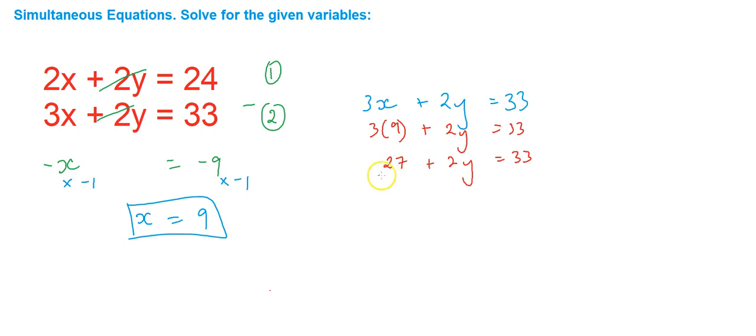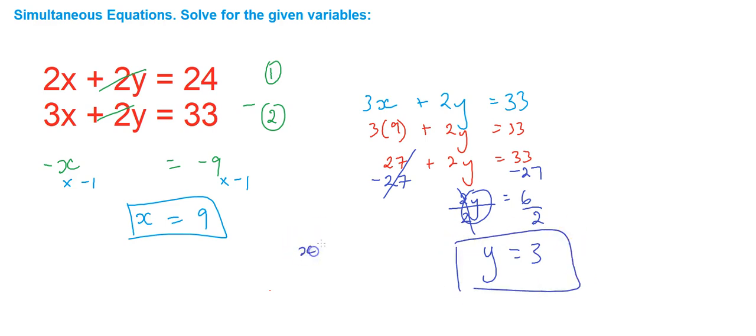I can solve now, so I'm going to take away the constant from both sides. So let's do that. That cancels out. I'm left with 2y on the left equals, on the right, it's going to be 6. Divide by 2 to cancel out multiplying by 2. Do the same to both sides. That cancels out. I'm left with y, and 6 divided by 2 is 3. So I know that x equals 9 and y equals 3 are the values of the variables.